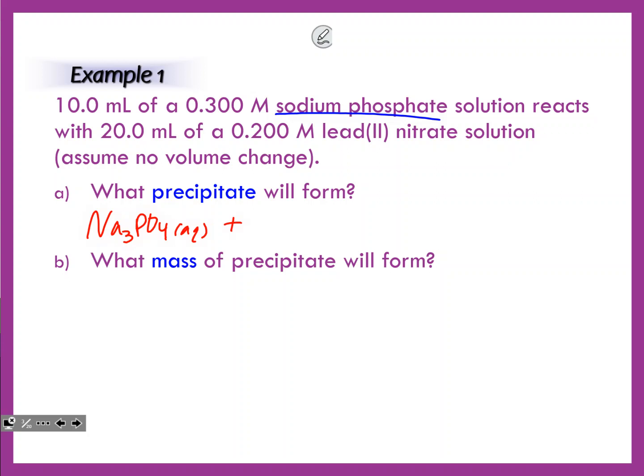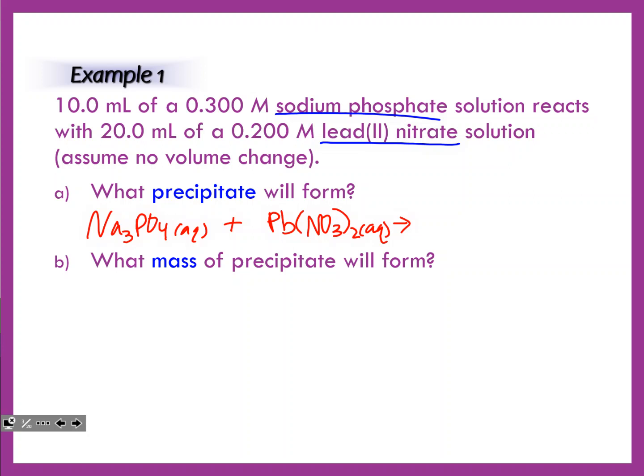Now, what is our other reactant here? Lead(II) nitrate. The II part tells me what about the lead? It's +2. And the nitrate we look up or know is -1. It's NO3 -1. So this is going to be Pb(NO3)2, with the 2 outside. All right, so we have our 2 reactants now.